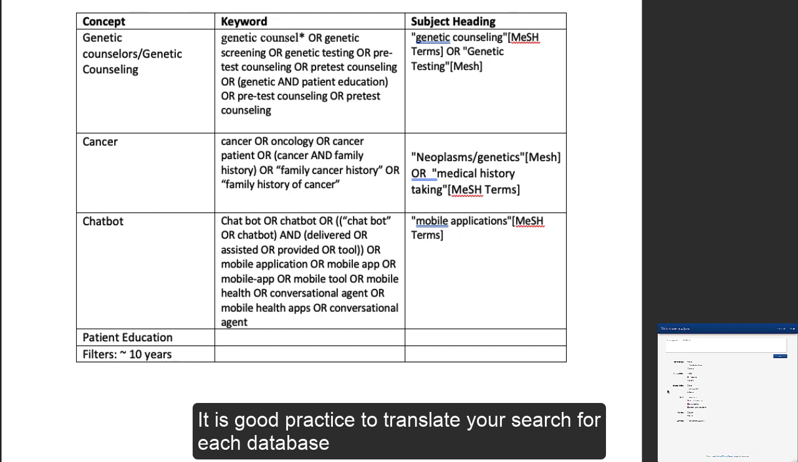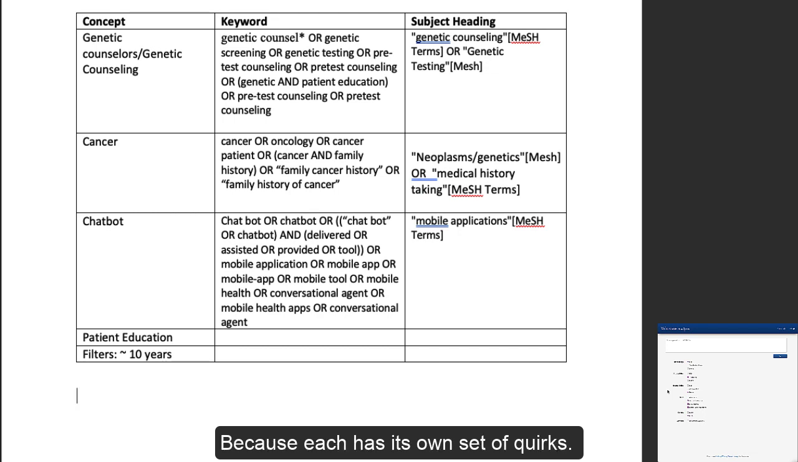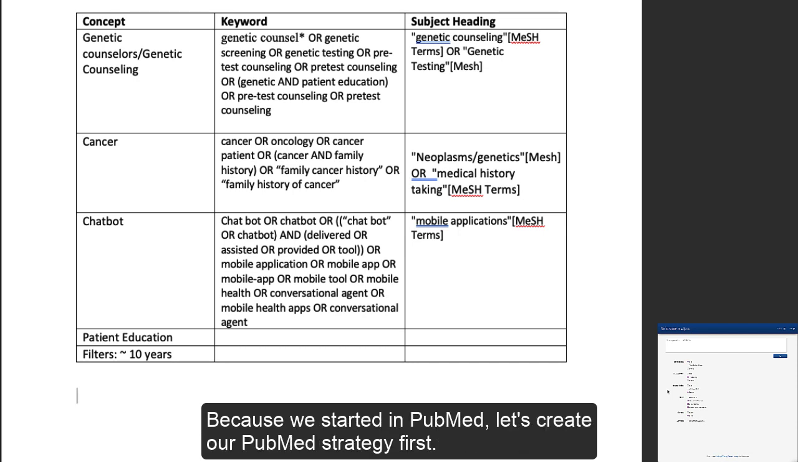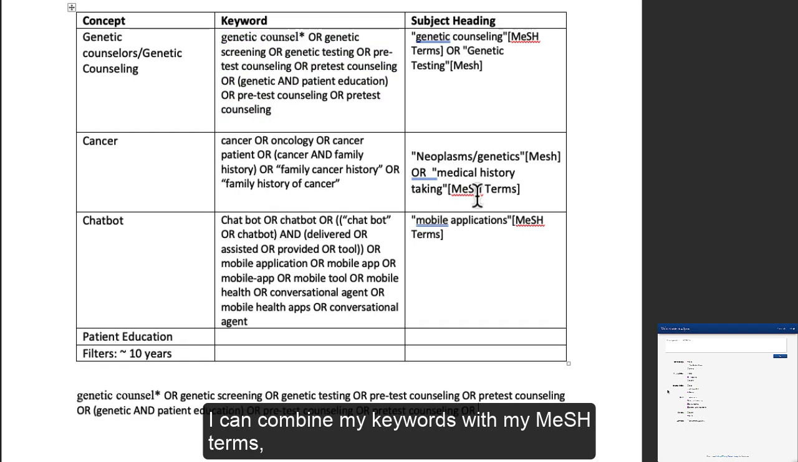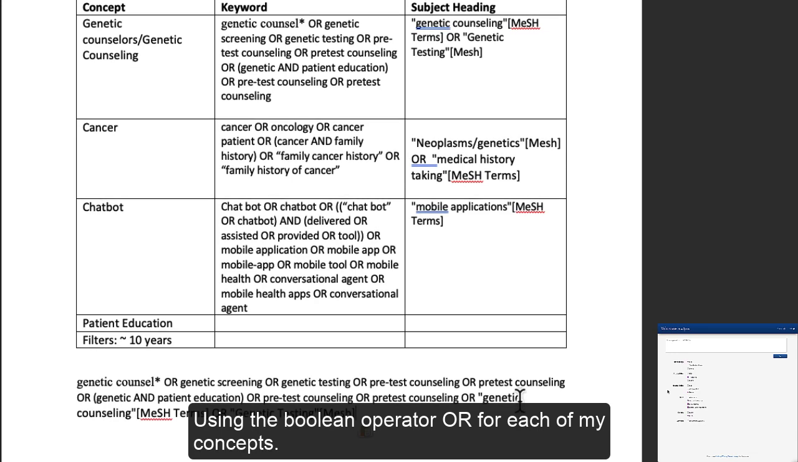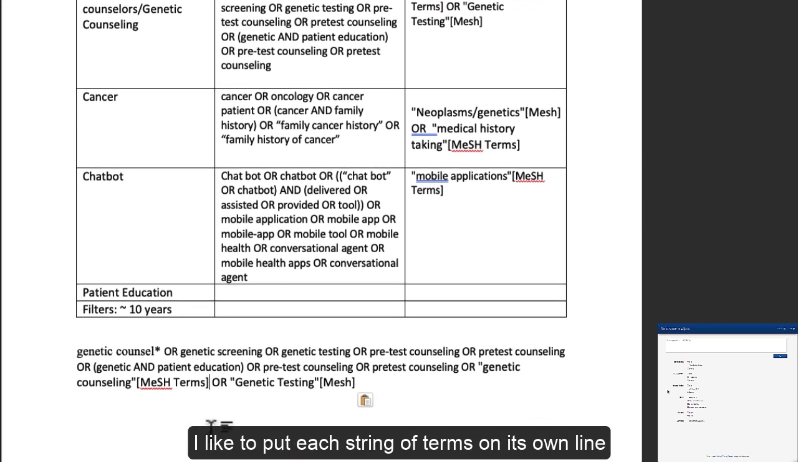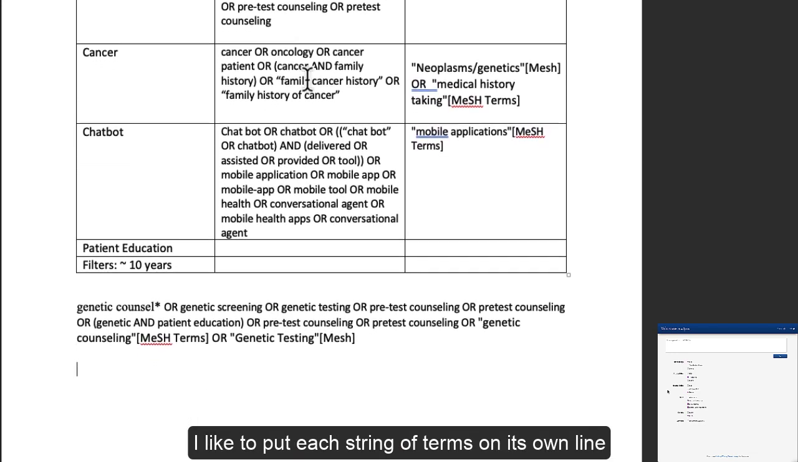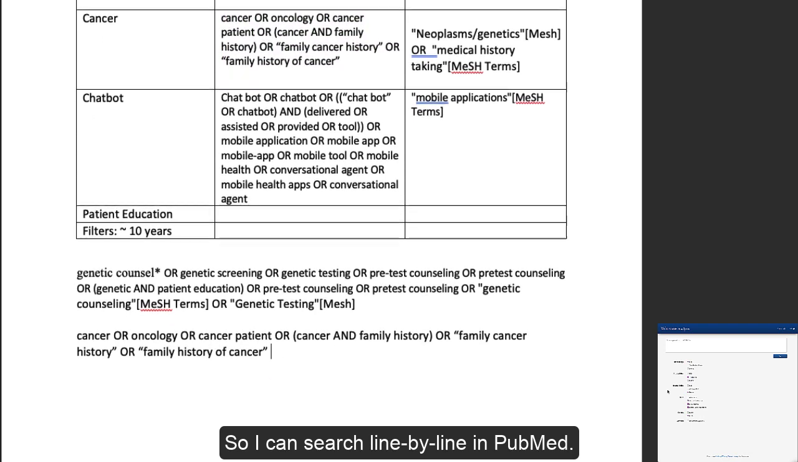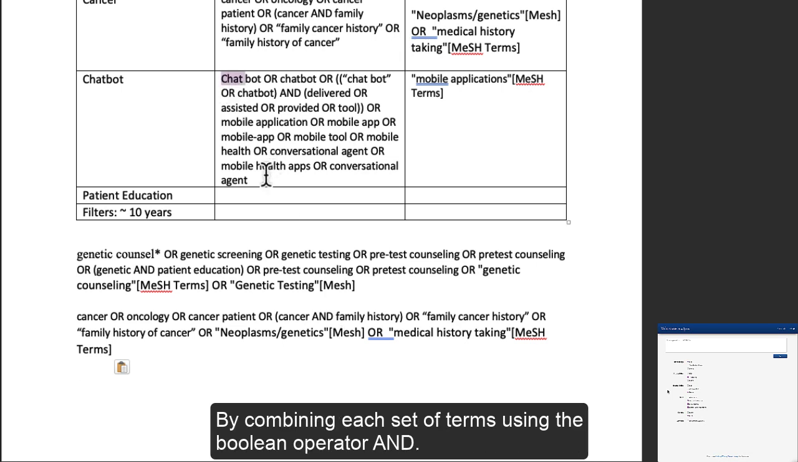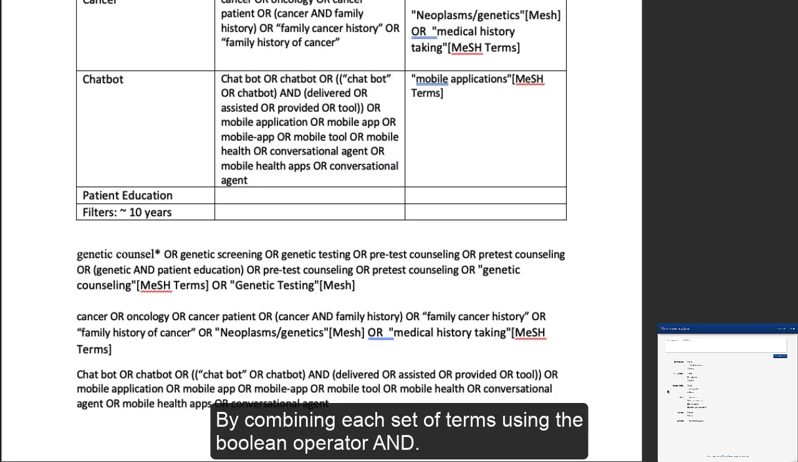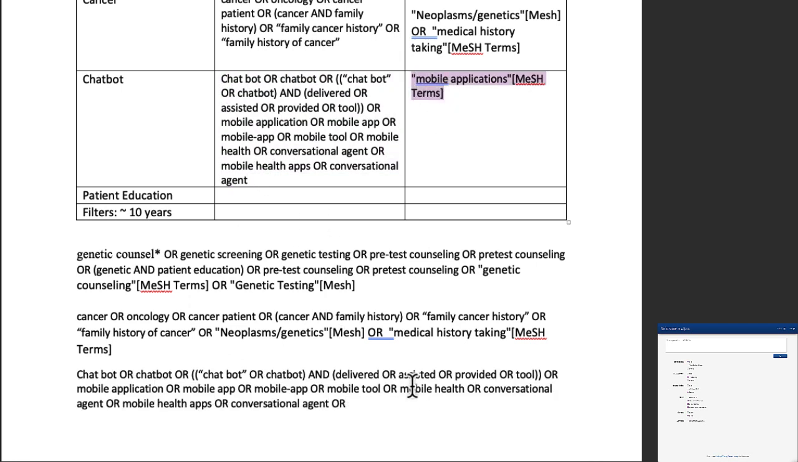It is good practice to translate your search for each database because each has its own set of quirks. Because we started in PubMed, let's create our PubMed strategy first. I can combine my keywords with my MeSH terms using the Boolean operator OR for each of my concepts. I like to put each string of terms on its own line so I can search line by line in PubMed. But I can also turn this into one long strategy by combining each set of terms using the Boolean operator AND.